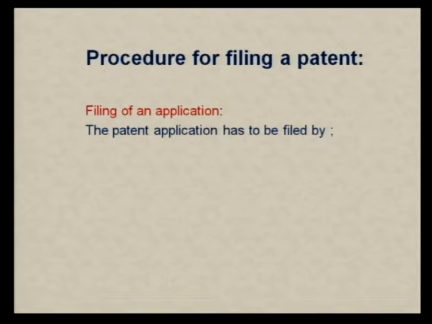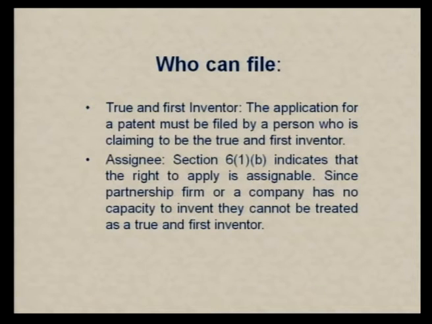That means you have to write an application to the patent office for obtaining a patent. The patent application has to be filed by who are the persons. Let's understand who are the people who can file a patent. The first, anyone who is a true and first inventor. Now, what is the meaning of true and first inventor?